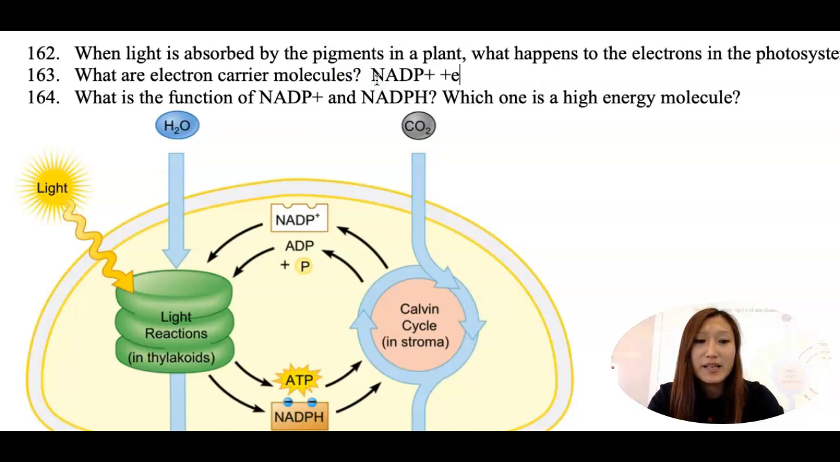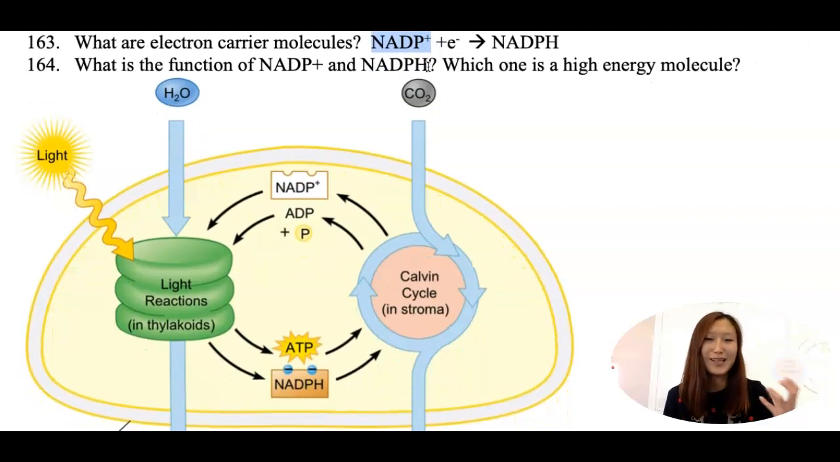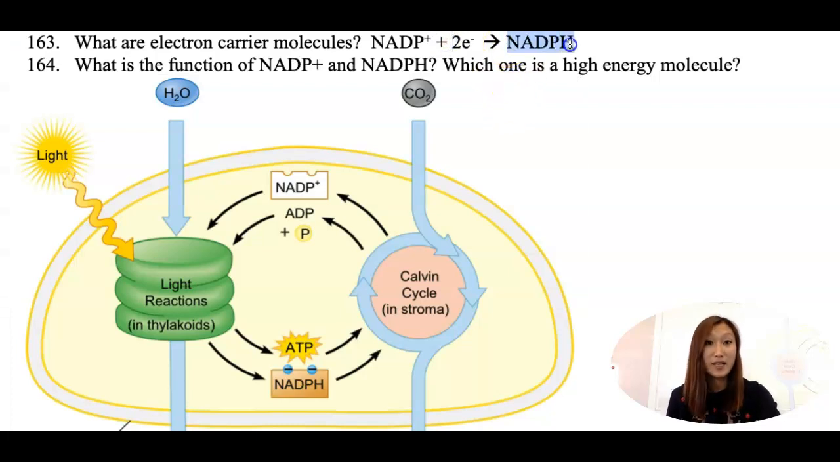So when NADP+ and the electrons get combined together, let's write down this equation: NADP+ and electrons, when those two are combined together, that's when you form something called NADPH. The difference between NADP+ and NADPH is that NADP+ is an empty wheelbarrow, it's not carrying the energy yet. But when NADP+ gets combined with two electrons, it becomes NADPH. So this is a very high energy molecule because it's holding on to these high energy electrons.